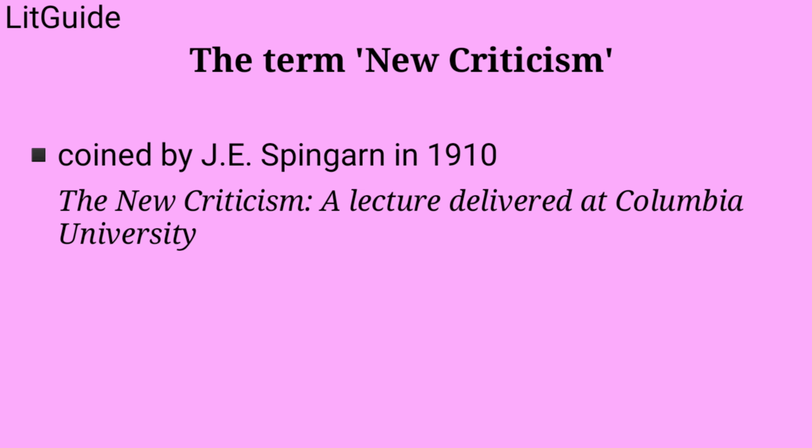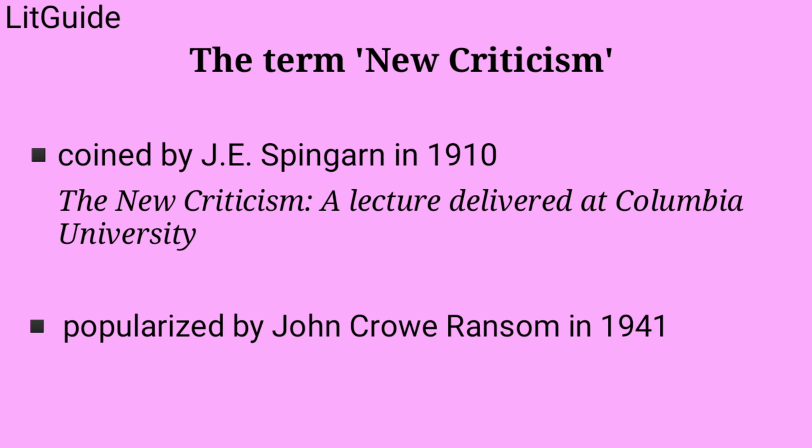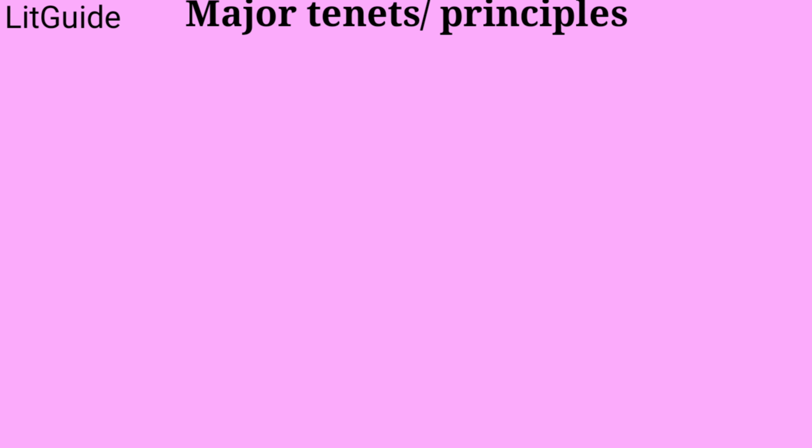Even though Spingarn coined the term, it had nothing to do with the movement at the time. It was only later that John Crowe Ransom, an American critic and educator, applied this term to describe a group of new American formalists through his book The New Criticism in 1941. Thus, J.C. Ransom is the person who gave the movement its name. Until then, the movement and its practitioners were loosely organized. Now, let us take a look at the major tenets or principles of new criticism.